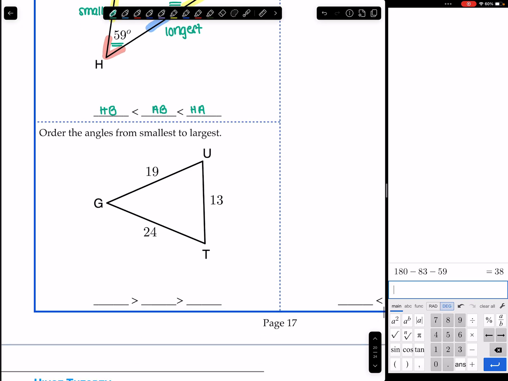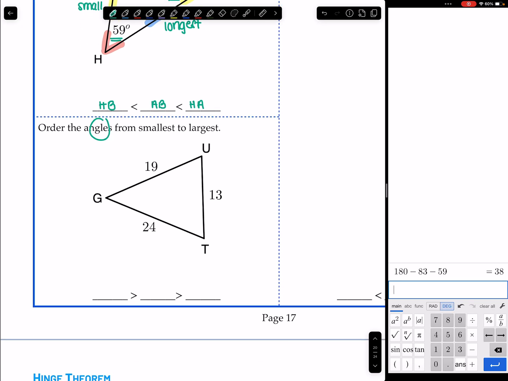Next, it says order the angles from smallest to largest. Well, you do the same thing. In fact, I'm not going to highlight because that's a lot. So 19 here corresponds to T. 24 here corresponds to U. And 13 here corresponds to G.